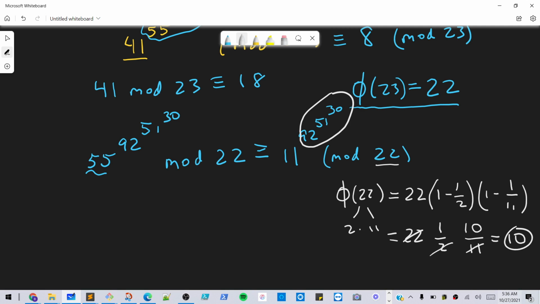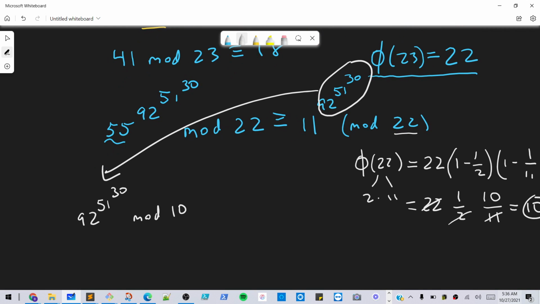So then we can bring down this exponent here, so let's just grab that again. And we're looking at this mod 10. So you kind of see how this is going. We can just repeat the same steps over and over again, but it's going to simplify pretty quick. First, reducing the 92 mod 10 is just 2. The remainder of 92 divided by 10 is 2.